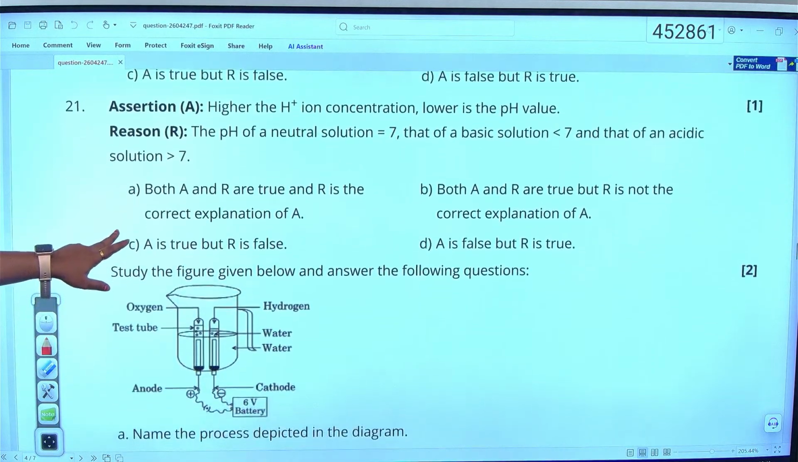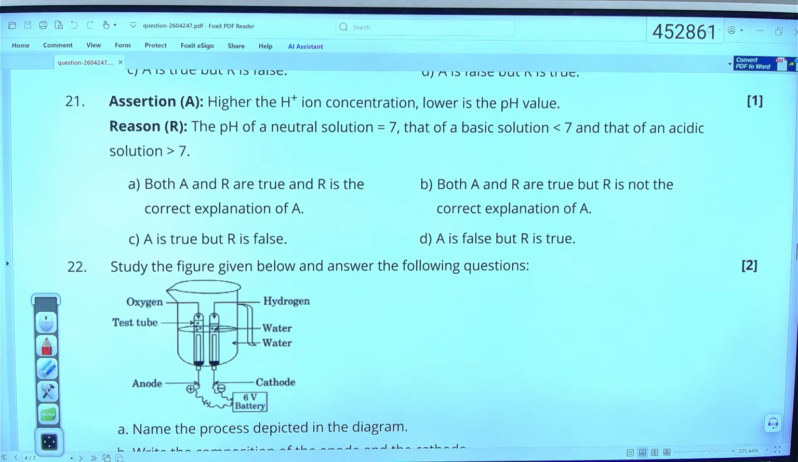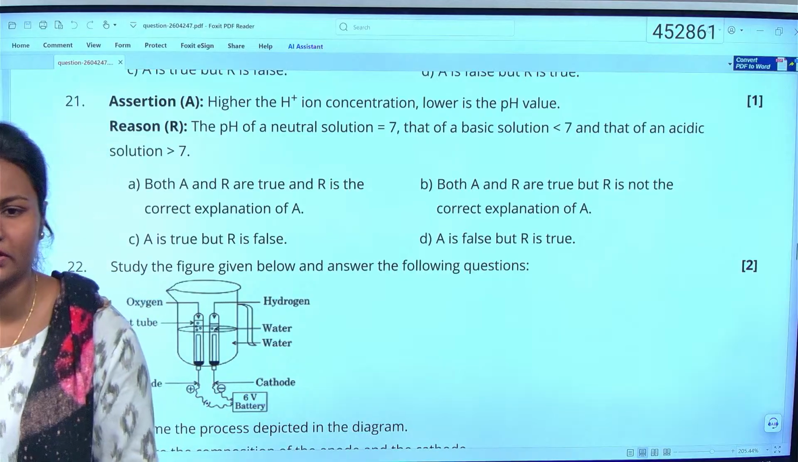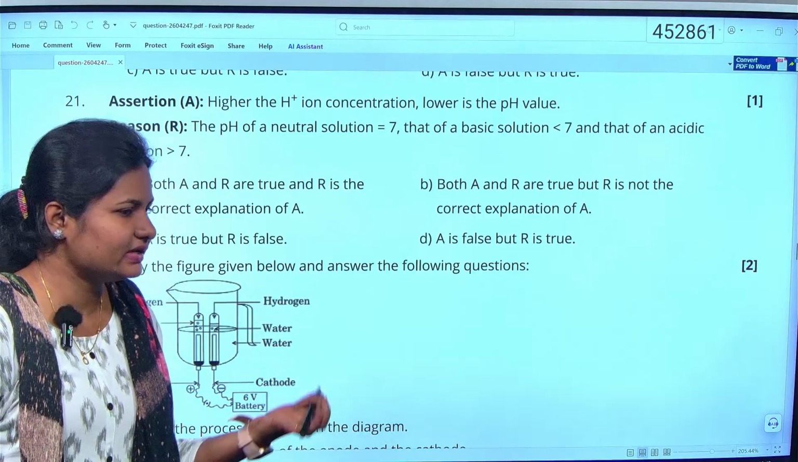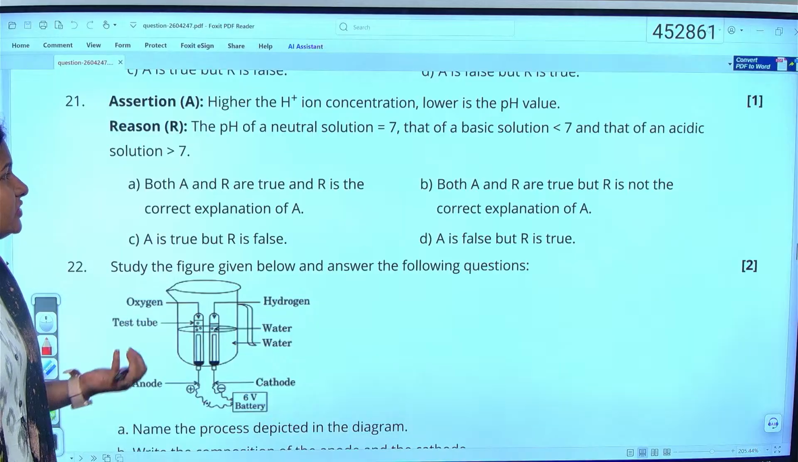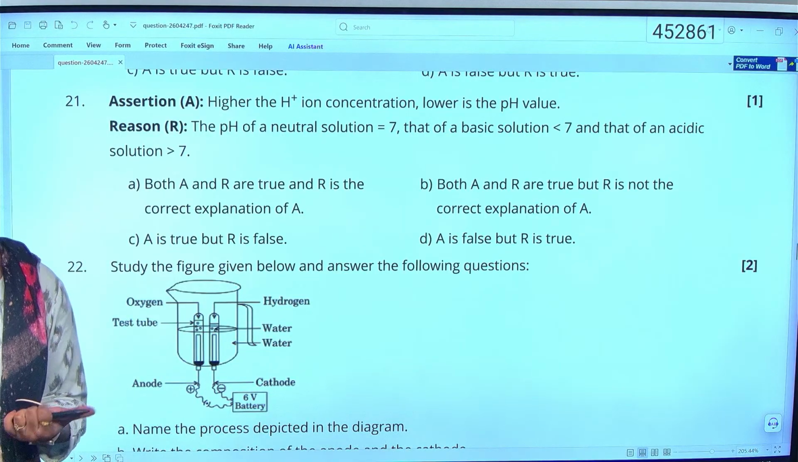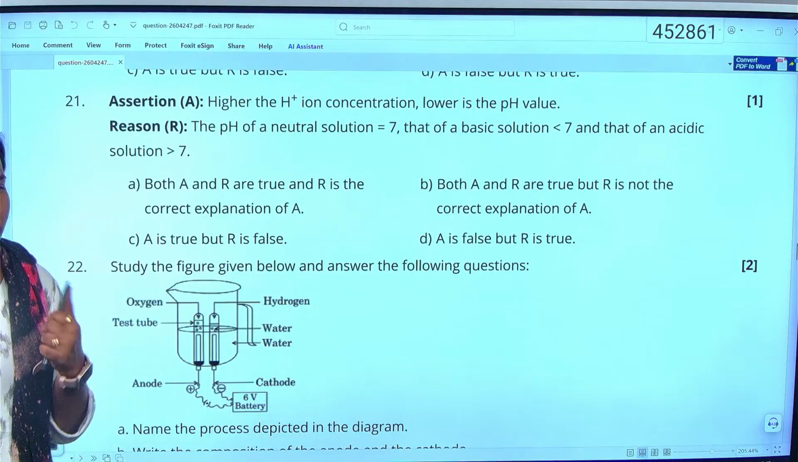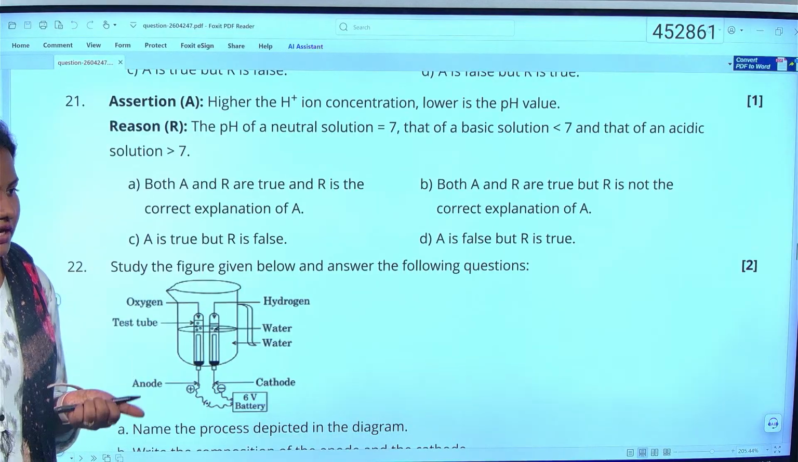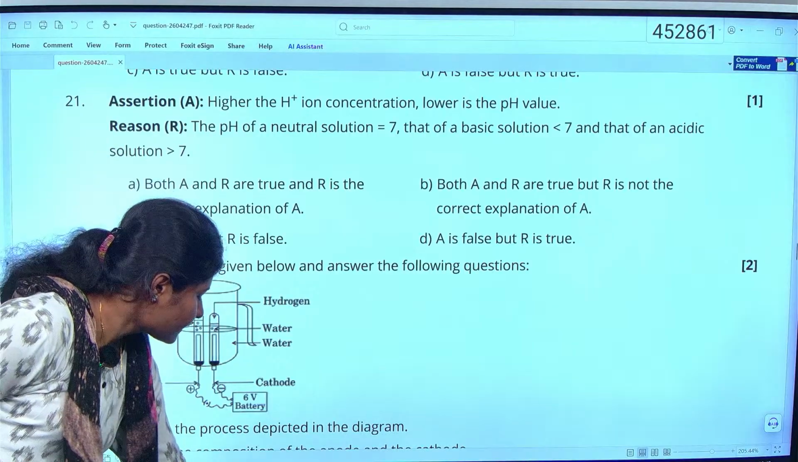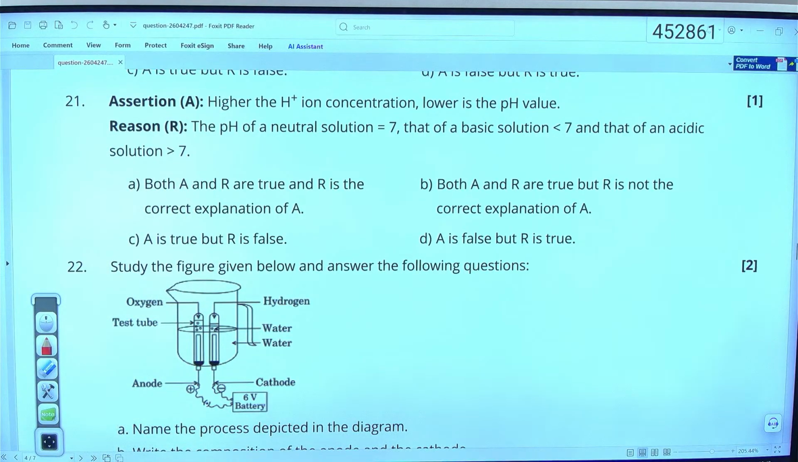Higher the H plus ion concentration, lower is the pH value. True. If the H plus concentration is higher, it is a strong acid, it has the lower pH. pH of a neutral solution is 7. pH of basic solution is greater than 7. Here what have they said? Lesser than 7. So the reason was false. A is true, R is false.